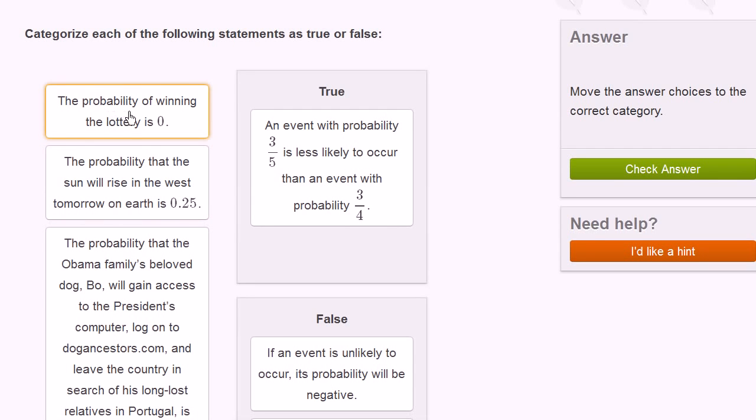The probability of winning the lottery is 0. Once again, you can win the lottery. It's within the realm of possibility. So it's not 0. It's a very small number. It could be close to 0, but it's not 0.